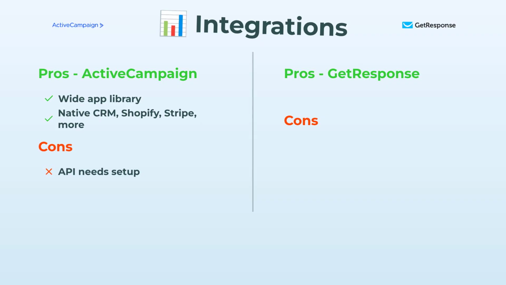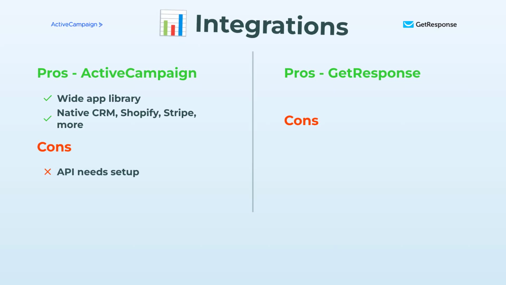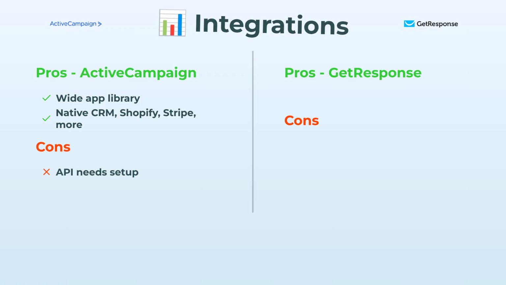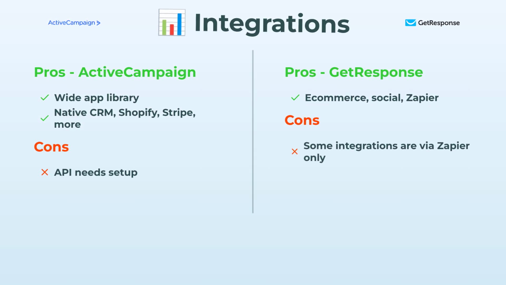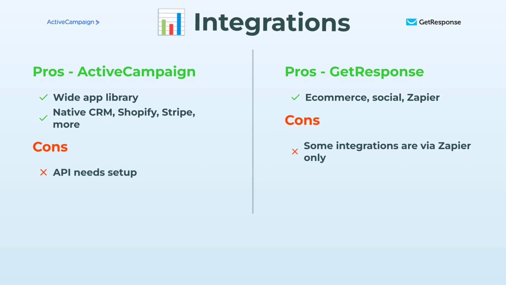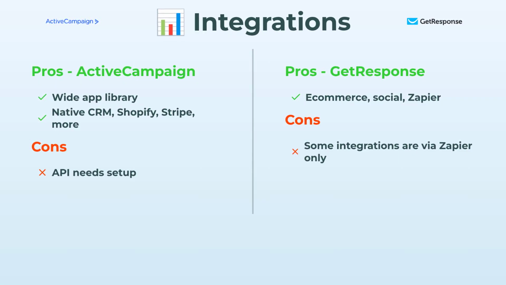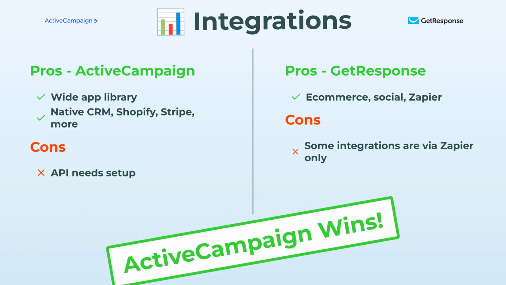ActiveCampaign? The app library is huge. CRM, Shopify, Stripe, all kinds of stuff baked right in. The only thing is, you might need to fiddle with the API sometimes, but honestly, it's worth it if you rely on a ton of apps. GetResponse brings e-commerce, social, and they play nicely with Zapier, but some integrations are Zapier only, so not always direct. If you want the deepest integration pool, ActiveCampaign comes out on top.